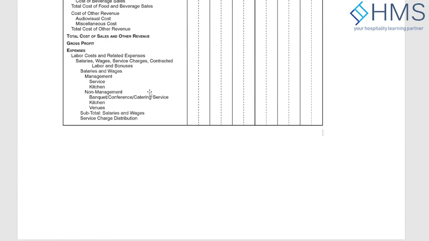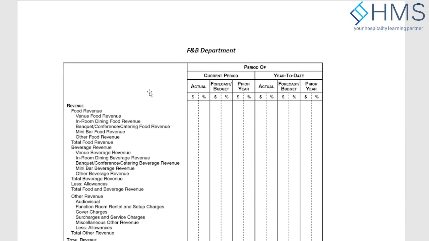Then we discussed F&B. F&B is also divided into outlet-wise revenue. So venue food revenue means different outlets. If the hotel has more than one venue, then the food revenue will be combined for all the venues, and you need to keep the detail separately for every venue. It can be all day dining, it can be French, Chinese, or Italian. All types of restaurants will come under venue food.